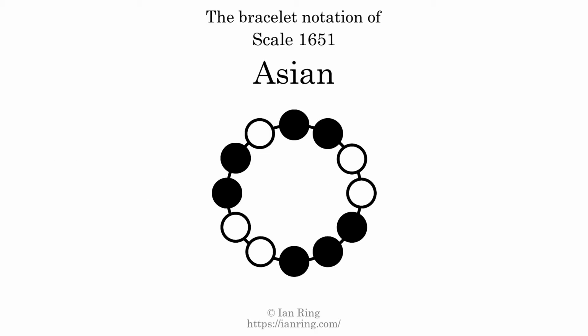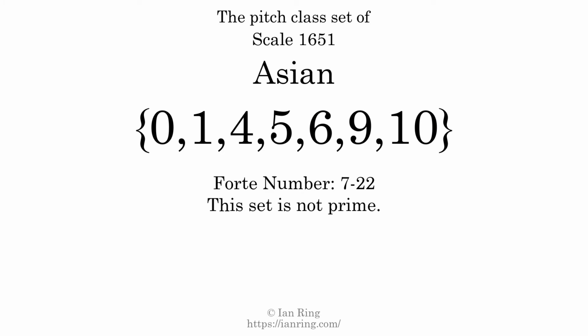This is a bracelet notation diagram of scale 1651. The shaded circles represent tones that appear in the scale, and they are read clockwise, starting at the top. The pitch class set for this scale is 0, 1, 4, 5, 6, 9, 10. The Forte class is 7-22. This set is not prime.